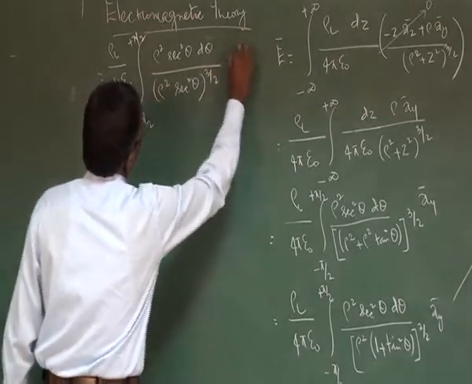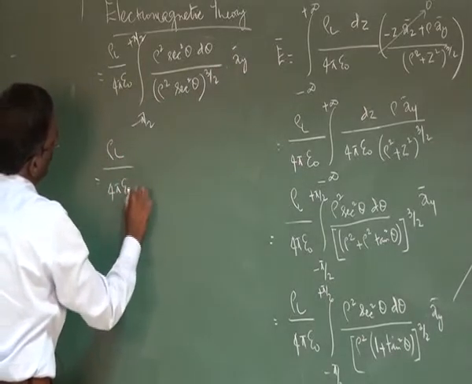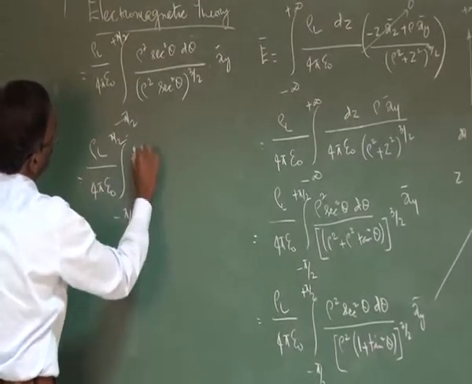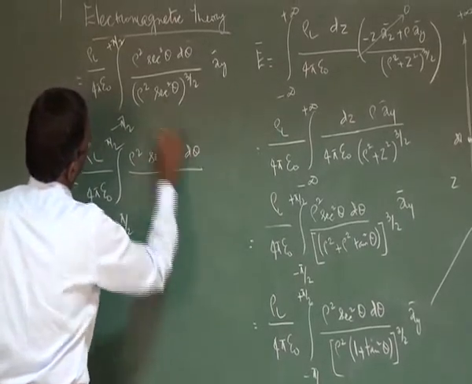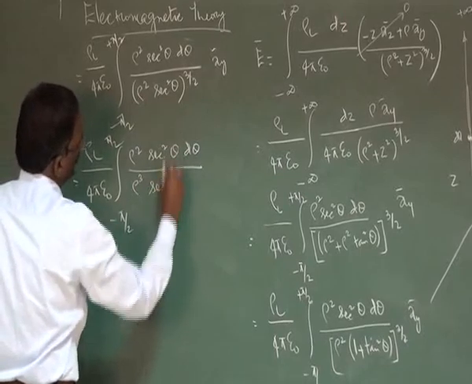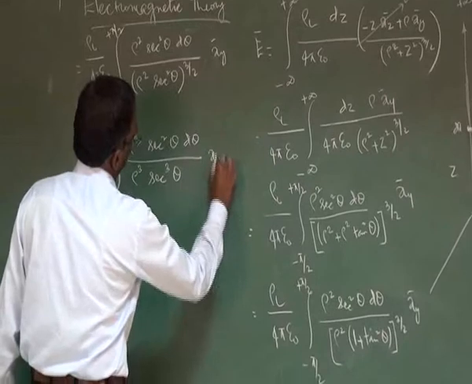This is ay bar. This term will become rho L divided by 4 pi epsilon O, integral from minus pi by 2 to plus pi by 2, rho square secant square theta d theta, divided by rho cube, since the power is 3 by 2. So this is rho cube, and secant square theta divided by secant cube theta, and this is ay bar.